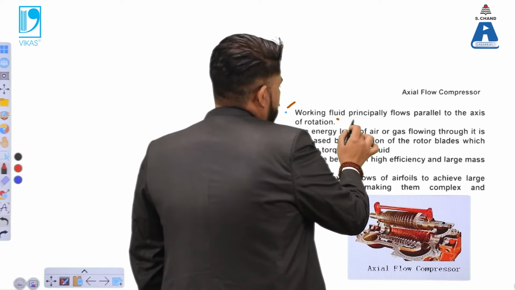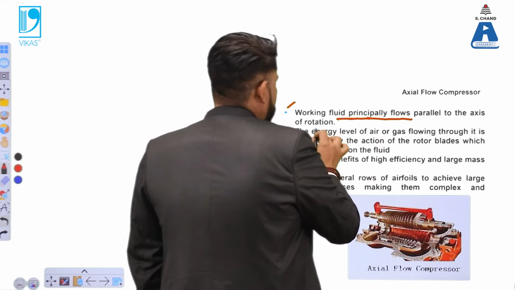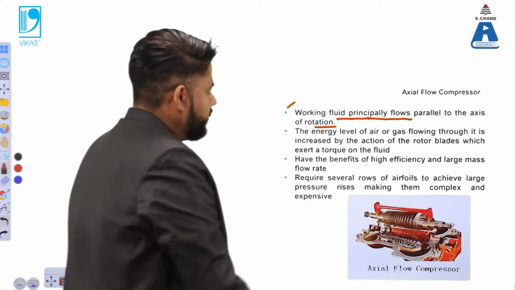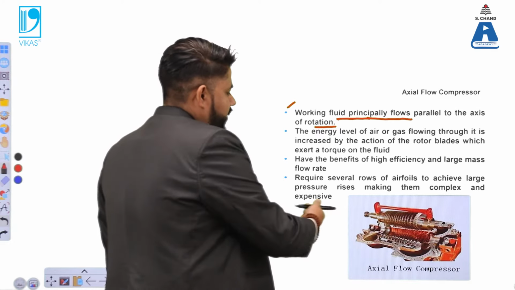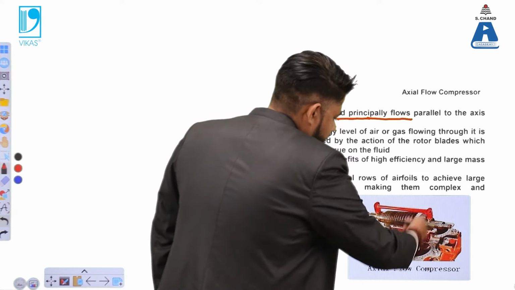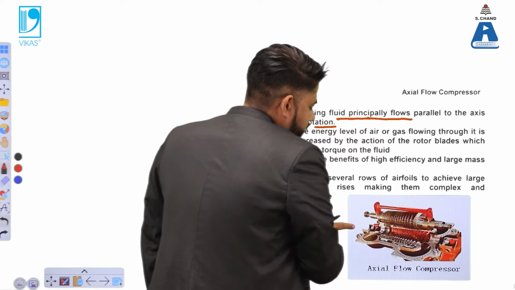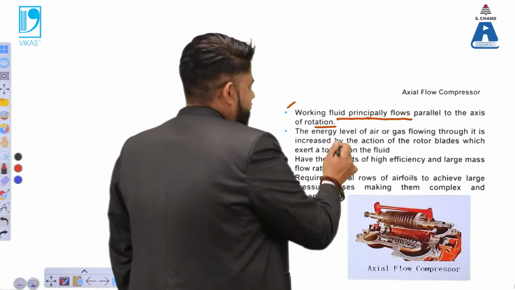In this, the working fluid principally flows parallel to the axis of rotation. So this example is of the axial flow, in which the working fluid flows parallel to the axis of rotation. That means, let's say, this would be the axis of rotation on which it rotates, and the working fluid majorly moves in the direction which is parallel to the axis.